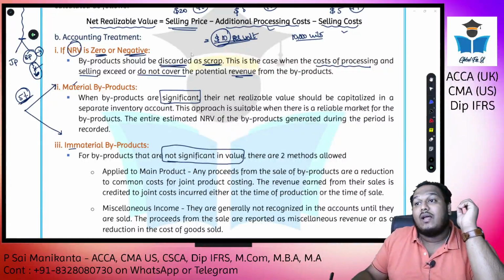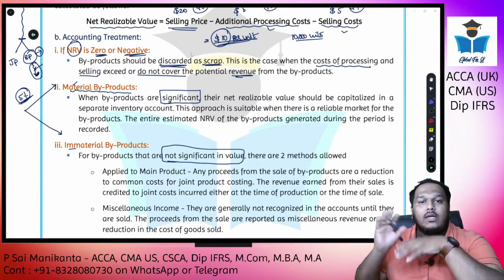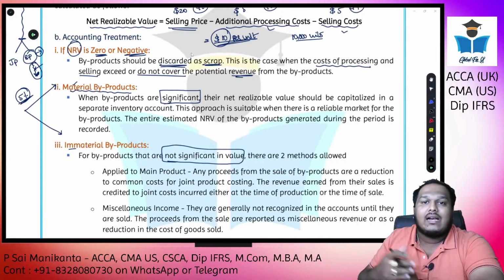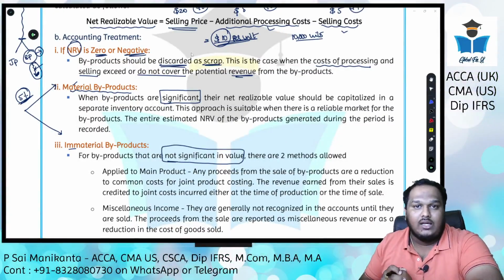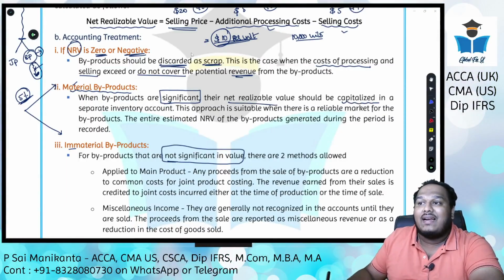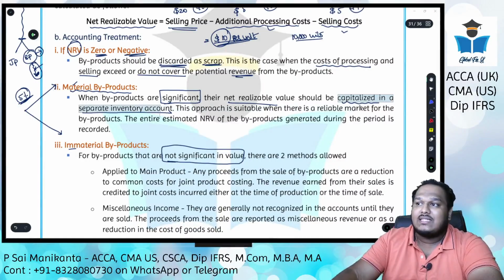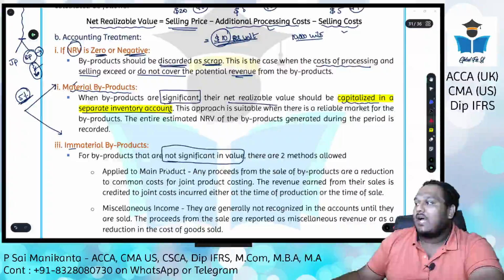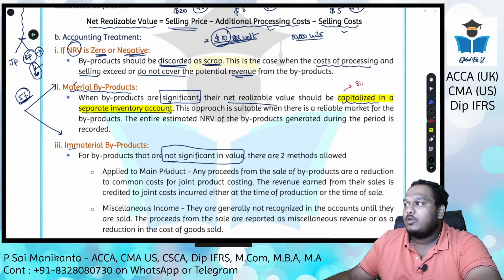So what should we do if they are material byproducts? Sir, the name itself is clear, na, they are material. So do not do any adjustments or anything like that. They are another source of revenue for your company. You are selling the byproducts and you are making money. So their NRV shall be capitalized into a separate inventory account. Sir, what does that mean? That means just like any co-products, just like the other joint products, the byproducts' NRV also should be created as a separate inventory account, similar to joint products.